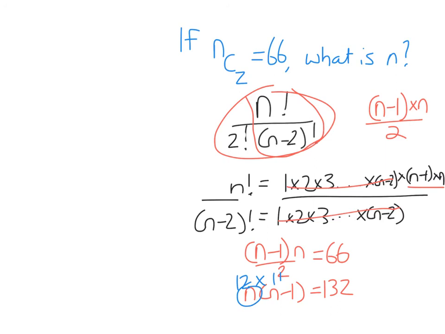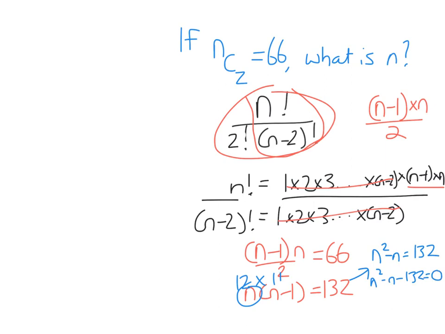n would be 12. If I can't figure out that it's 12 and 11 off the top of my head, I would have to use quadratics. So I would just go n squared minus n equals 132. Subtract 132 from both sides. And then I just use the quadratic formula.